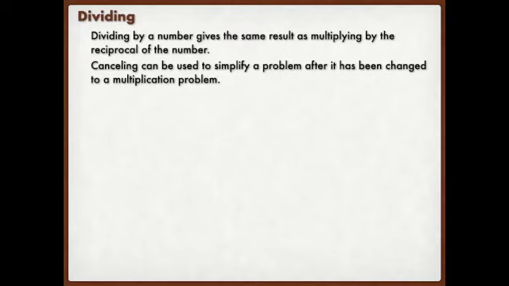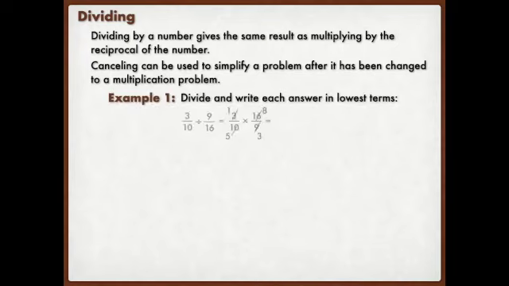Canceling can be used to simplify a problem. So we just did the cross-canceling after it's been changed to a multiplication problem. So let's take a look at this. Divide and write each answer in lowest terms. So 3/10 divided by 9/16. What I can do is, instead of dividing, I can flip 9/16. I can make the reciprocal. And if I do that, I will turn this into a multiplication problem.